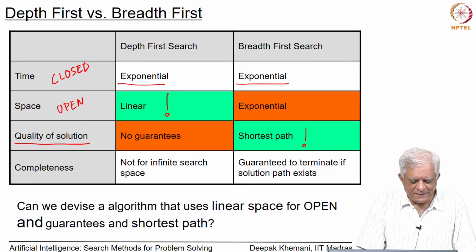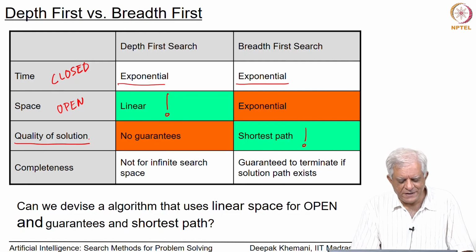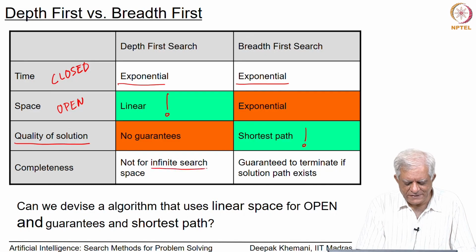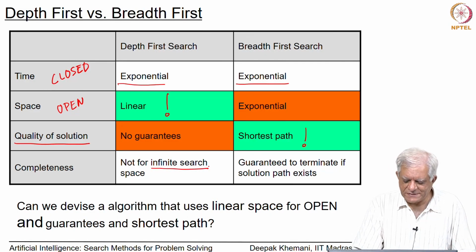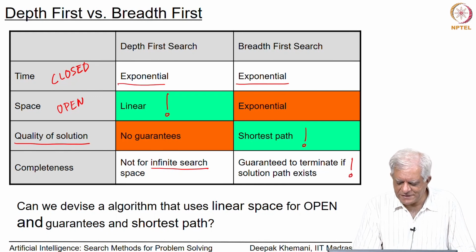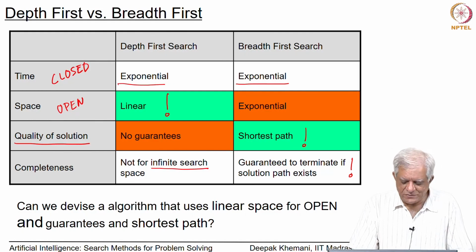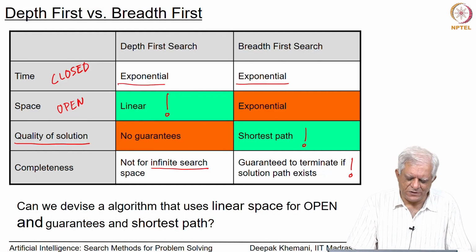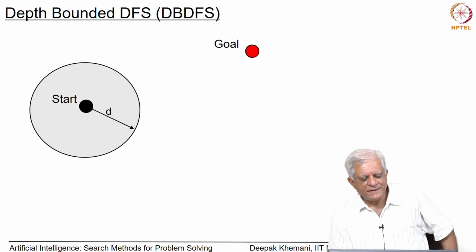In terms of completeness, for finite search spaces, both are complete, in the sense both will end up exploring the entire space. But if you have an infinite search space, we have seen that depth first search can go into an infinite loop. Again, this is a plus point for breadth first search, that it is guaranteed to terminate if there is a path to the goal node, because the path will always be of finite length, and breadth first search goes down layer by layer, exploring paths of greater length.